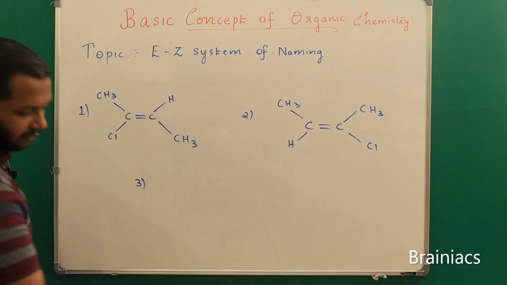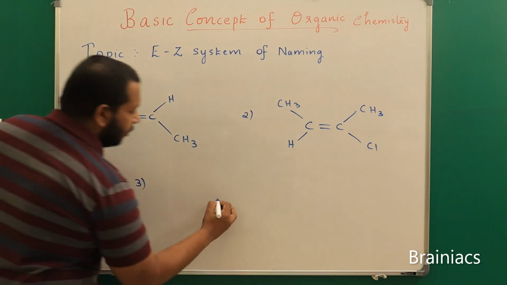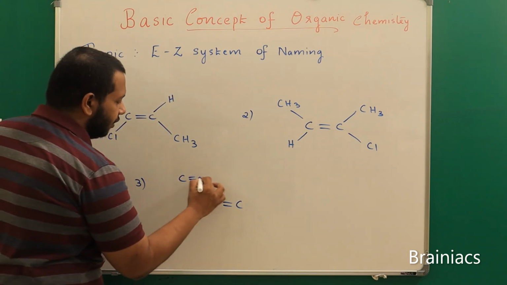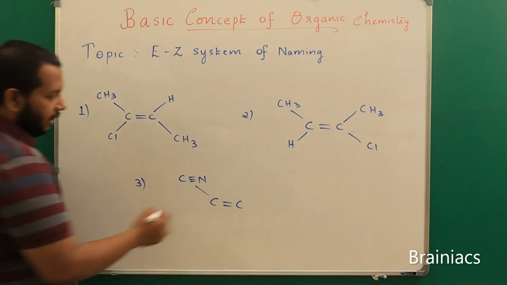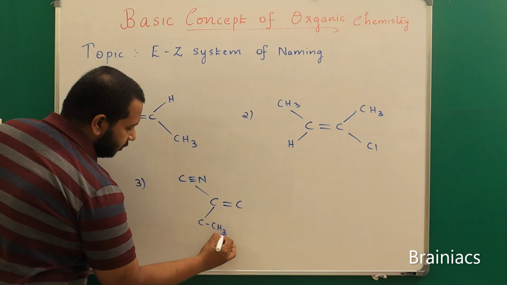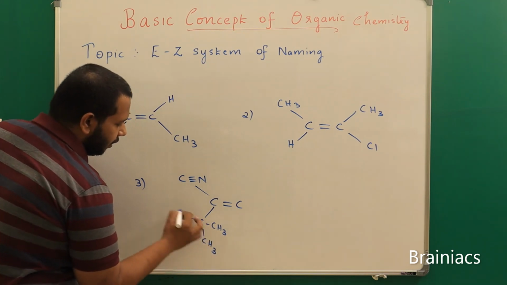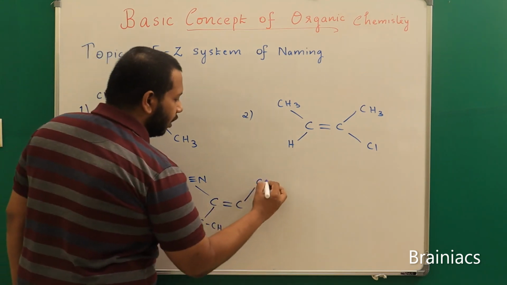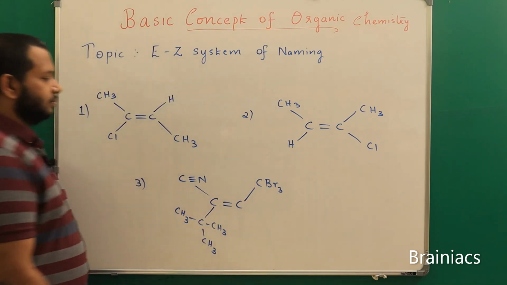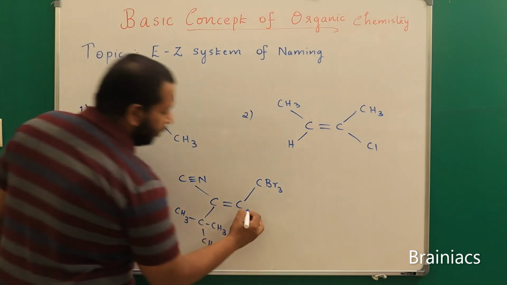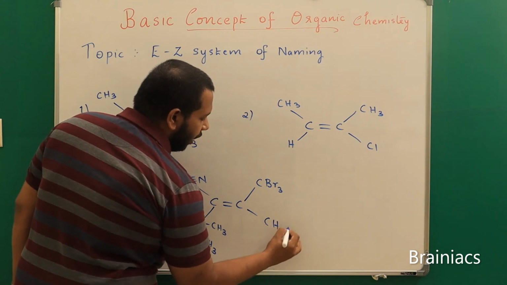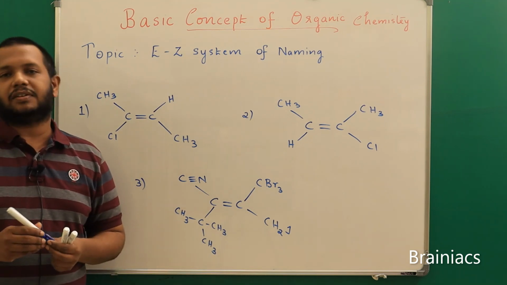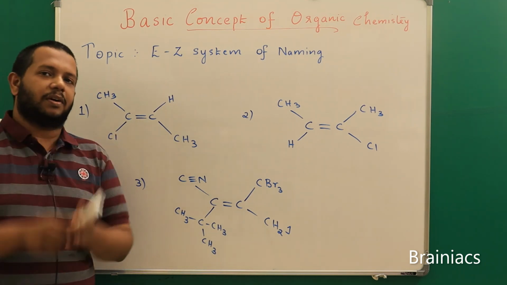In the third question I will make it a little more complicated. You have a C double bond C here, and into this you have a cyanide group connected, C triple bond N, correct? Then you have a C with the CH3 group 3 times. And to the other carbon atom you have one more carbon atom with Br connected 3 times, and the last one you have CH2I. Now assign this as E and Z system. If you are able to do it, I am sure you have understood this.